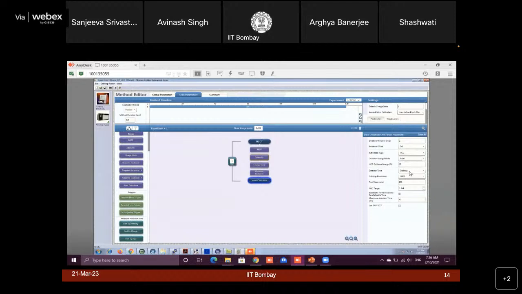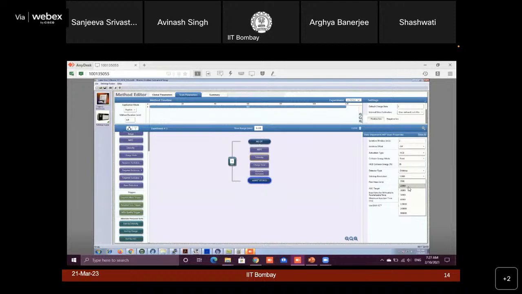Finally, we are using a detector type of orbitrap. You can use the ion trap also. And the orbitrap resolution we have kept at 1500. Simultaneously, once the ion has been fragmented, we are keeping it at 15,000.